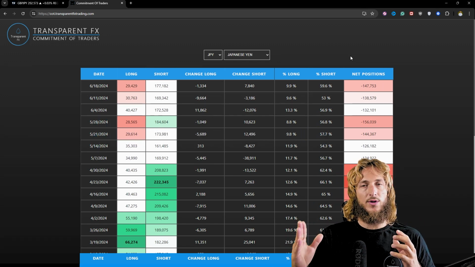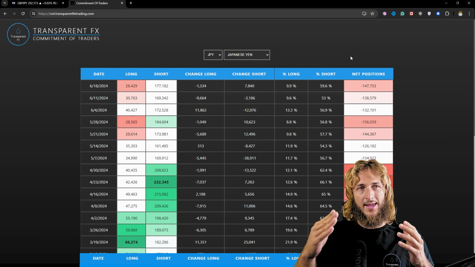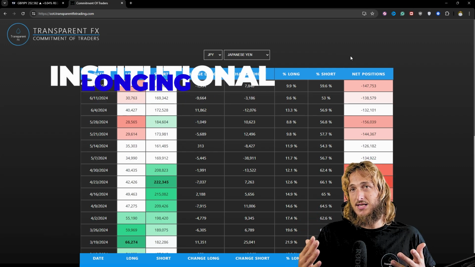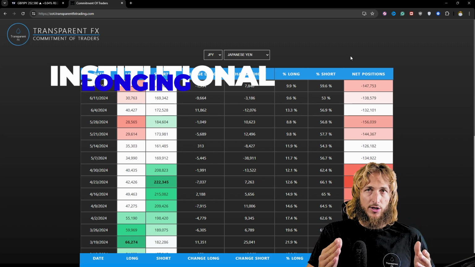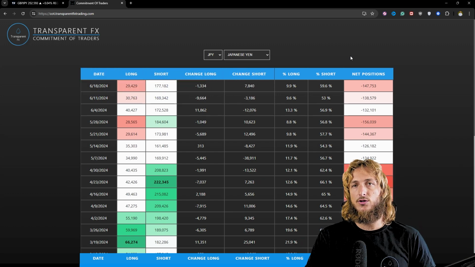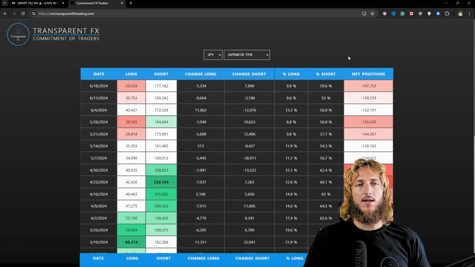So it is no surprise that GBPJPY, as we have seen from a monthly standpoint, has been trending to the upside aggressively, fueled by all the longing of the GBP and shorting of the JPY by part of the institutions. So let's keep that in mind and move back to the chart.